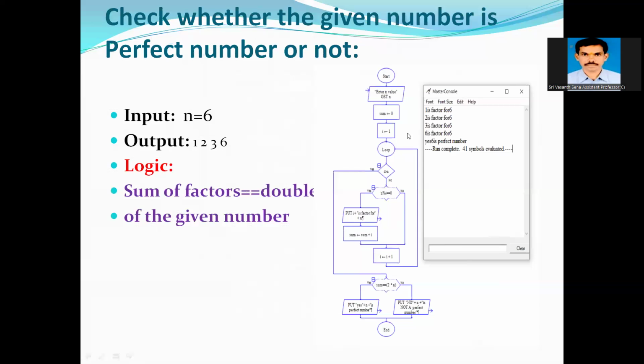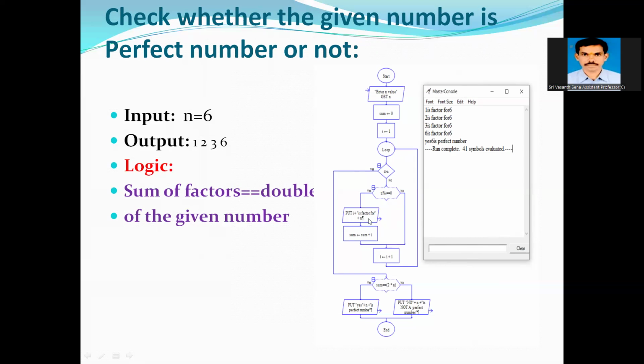So this is my flowchart. Initially, I am taking the variable n value as 6. Then I am taking the sum value as 0. I is 1, initialization. Then I am checking this condition. If the condition is false, then n modulo I. So I am checking this factor.